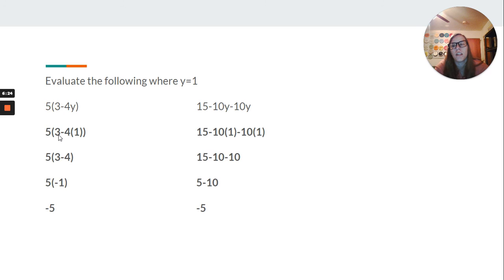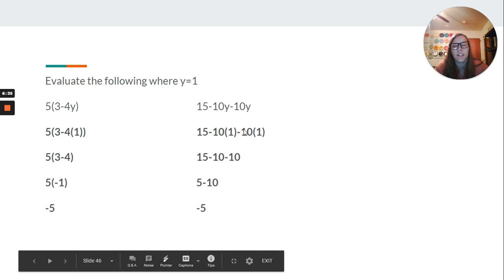Evaluate the following where y equals 1. So first we replace it. So 5 times 3 minus 4 times 1. So we first do that. Next we have 3 minus 4 is negative 1. 5 times negative 1 is negative 5. And then the same situation over here until you get negative 5.